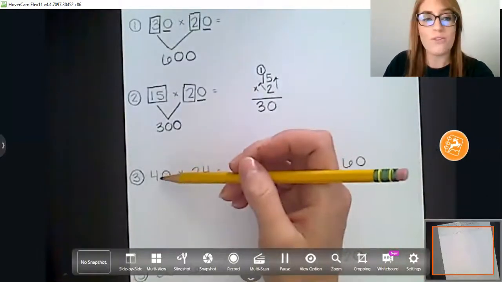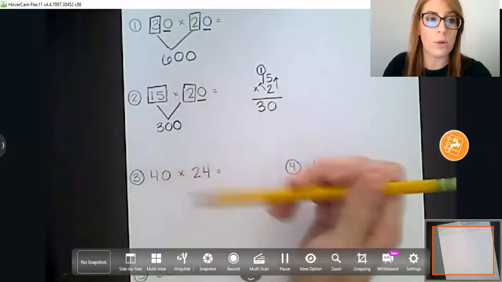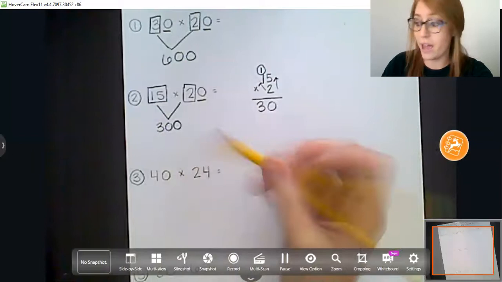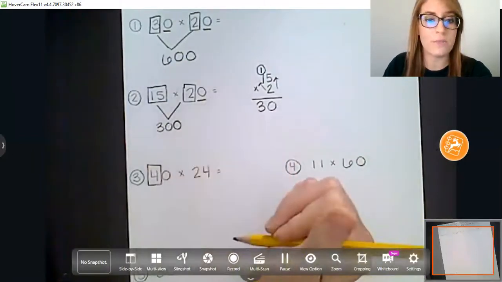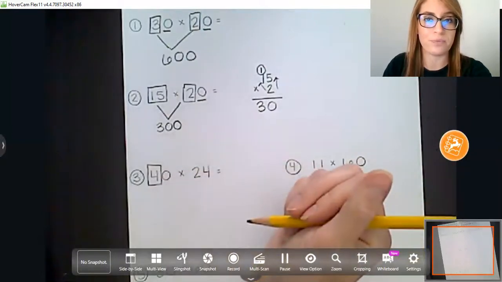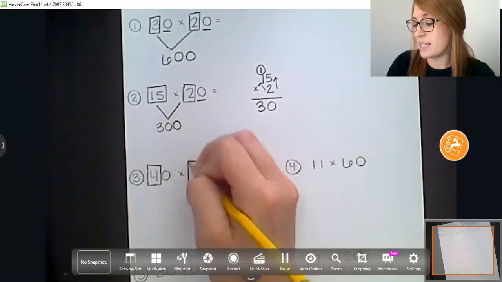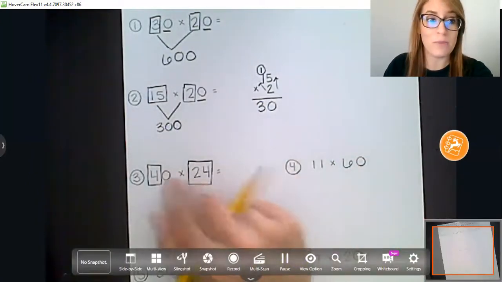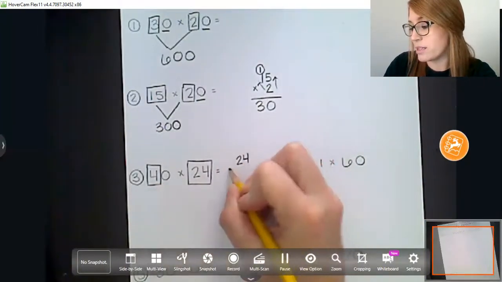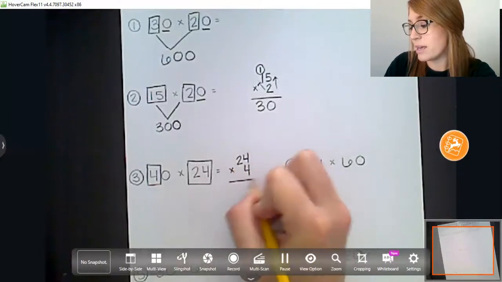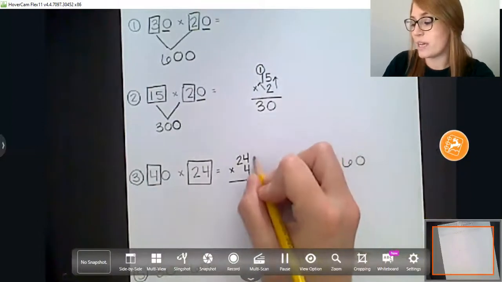Number 3, 40 times 24. Okay, what do you think we're going to pull out of here? Okay, yeah, we're for sure going to pull out this 4. We're going to pull that away from that 0. And what are we going to multiply that 4 by? Yeah, we're going to multiply by this 24 right here. Okay, so I'm going to use my regrouping method to multiply 24 times 4. So I'm going to write it over here. Times 4. Very good. Okay, 4 times 4. What is 4 times 4, boys and girls?